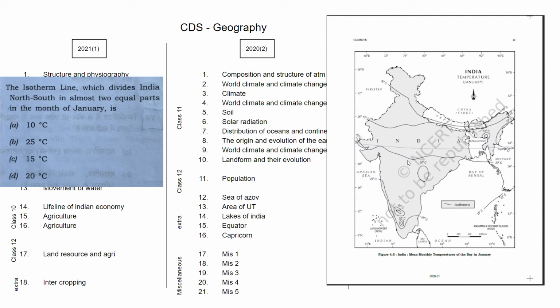Isothermal means a line connecting points of the same temperature. Now as you can see, there are three lines. One is 20 degrees, one is 15 degrees, and one is 10 degrees. As the question is asking which line divides India into two equal parts, it is definitely 20 degrees. As you can see, it divides north and south into equal parts. So the answer was 20 degrees.